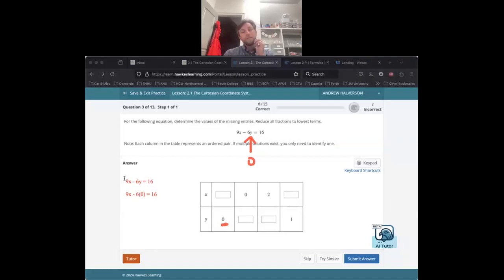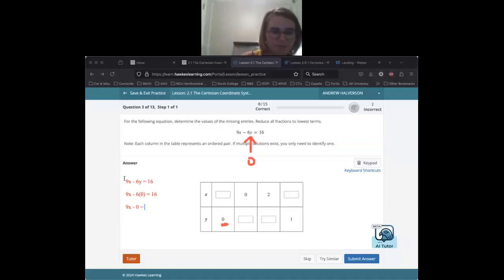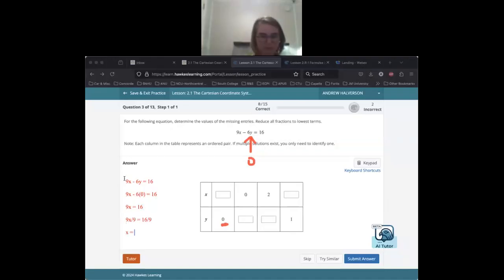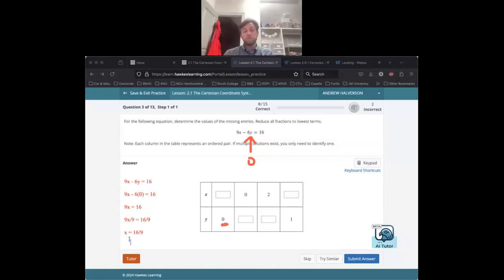6 times 0 is 0, so you can just get rid of that. Now what? Then you divide each side by 9, giving me 16 over 9. Not pretty, but it's the answer. That's what's going to go in that blank right there. How do you graph that? The short answer is you don't. Even though we can plot it if we want to, we don't like plotting decimals and fractions. We like nice, neat numbers.